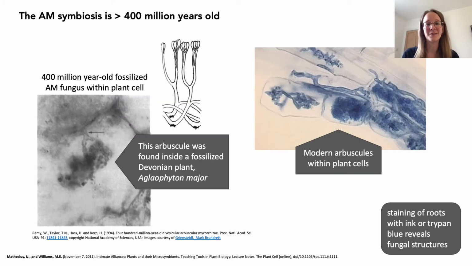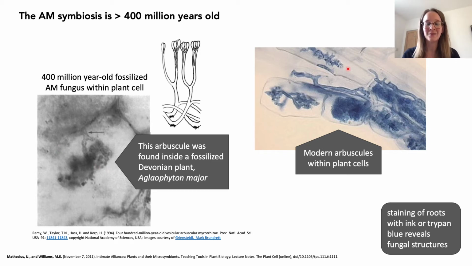We know that because of some fossil evidence that we have. Here you can see a picture of a 400 million year old fossil, and you can see a plant cell here, and then inside this plant cell we've got this structure that looks a little bit like a tree. And in fact, this structure looks exactly the same as modern arbuscules within plant cells. So these are arbuscules that consist of very finely branched fungal hyphae. And modern arbuscules that you can see here look very similar to these 400 million year old arbuscules here.